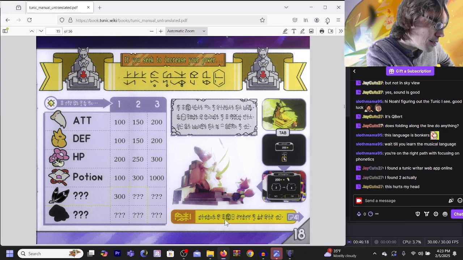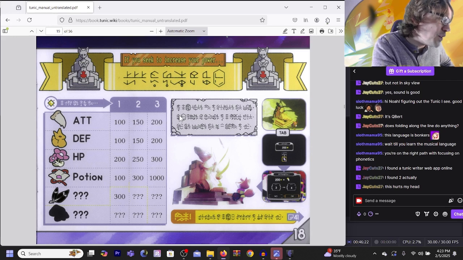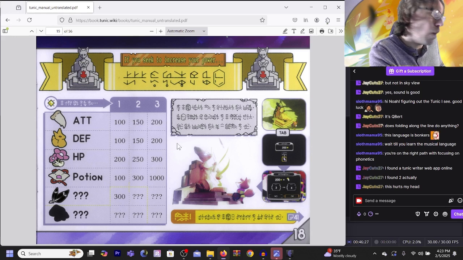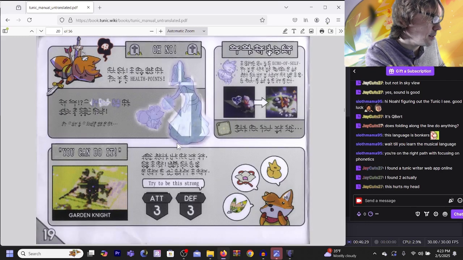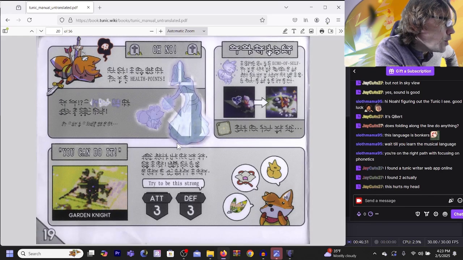Again, why is this one actually in the diamond? There's a few letters in the diamond. Why is that? Why is that? Oh no!